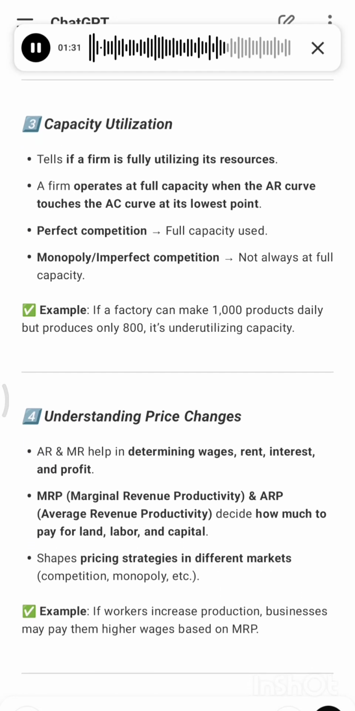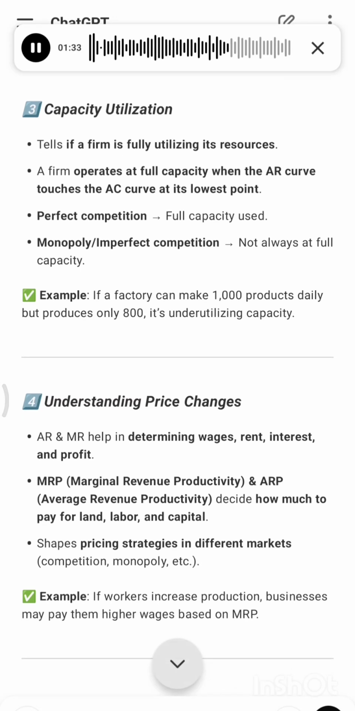4. Understanding price changes. AR and MR help in determining wages, rent, interest, and profit. MRP, marginal revenue productivity, and ARP, average revenue productivity, decide how much to pay for land, labor, and capital. Shapes pricing strategies in different markets, competition, monopoly, etc. Example, if workers increase production, businesses may pay them higher wages based on MRP.